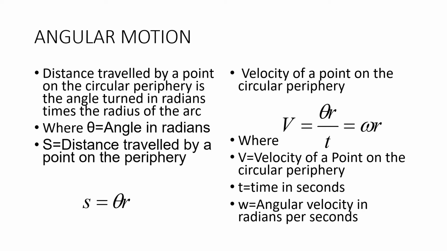The distance traveled by a point on the circular periphery is the angle turned in radians times the radius, s = θr, where theta is the angle in radians, s is the distance traveled by a point on the periphery, and r is the radius. So the velocity of a point on the circular periphery is equal to distance over time, which is θr divided by t. Theta over time is called omega, the angular velocity in radians per second. So v is the velocity of a point on the circular periphery, t is the time in seconds, and omega is the angular velocity in radians per second.